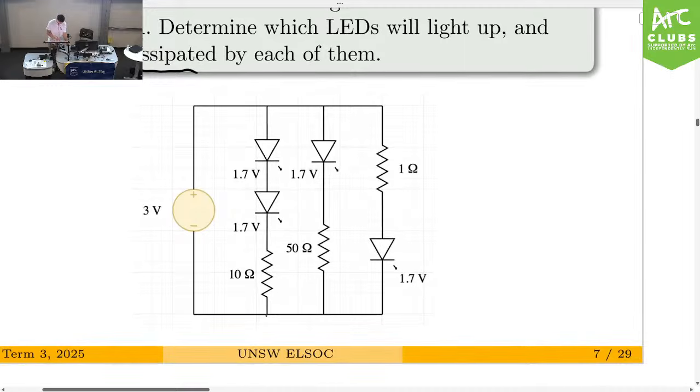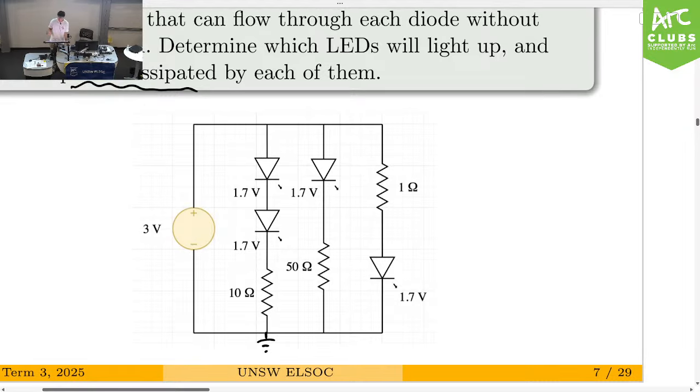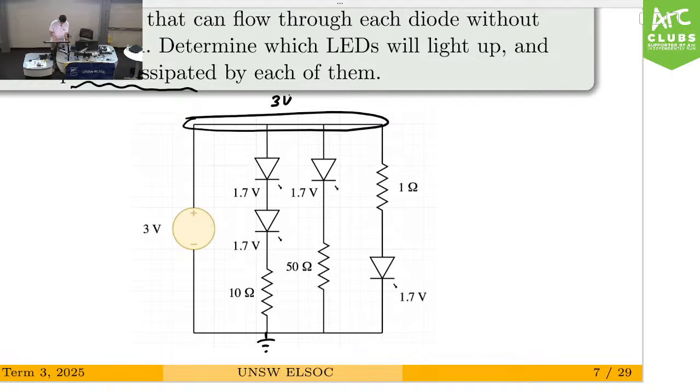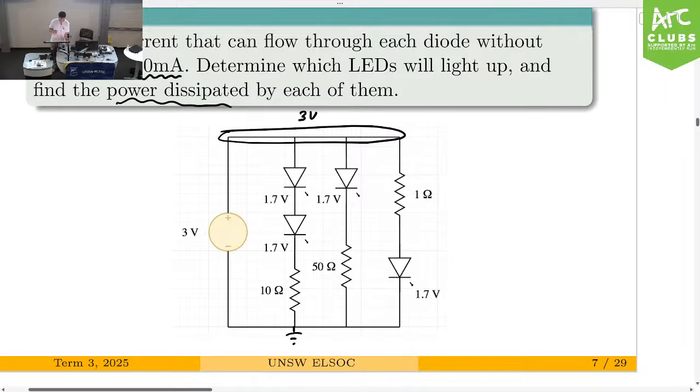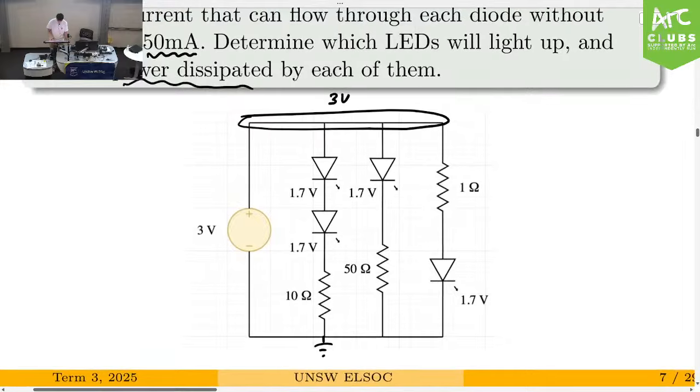let's put in our ground node over here. The ground node is 0 volts, so we know that from the voltage source over here, we're going to have 3 volts at the top. So at this point, our voltage will be 3 volts. Now, for LEDs to function, the voltage drop across them has to be greater than the forward voltage. If it's less than the forward voltage, the current will not flow through the LED. What I mean by forward voltage is this voltage here.